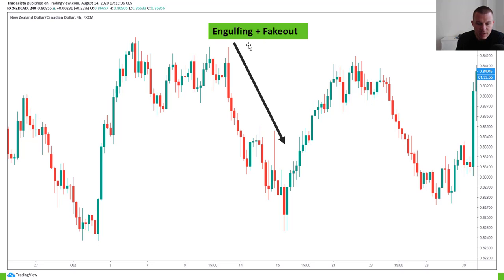Here we have an engulfing fake out. You can see the market topped out here after this uptrend.